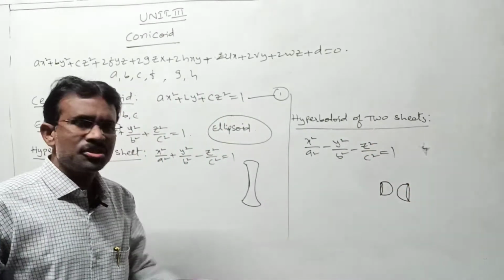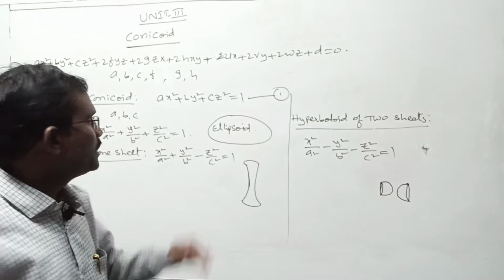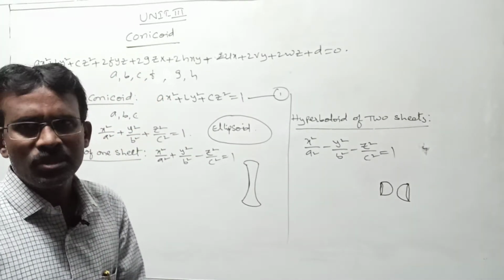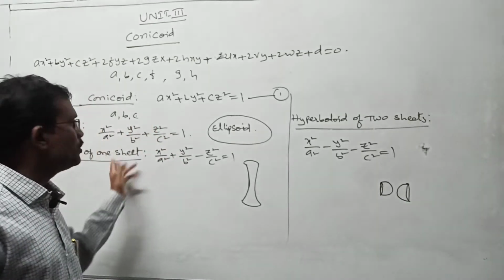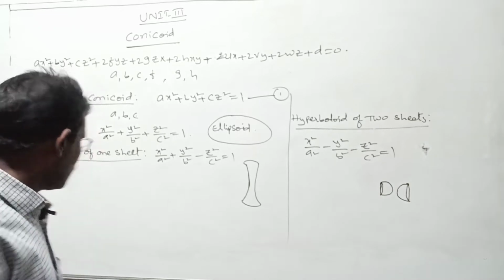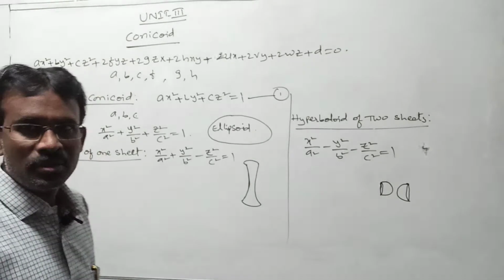Like this, six other surfaces are available: imaginary ellipsoid, like that, so many are available. We are not going to discuss all those because in our syllabus we are going to proceed with these types of surfaces only. This is about your introduction to conicoid, right?